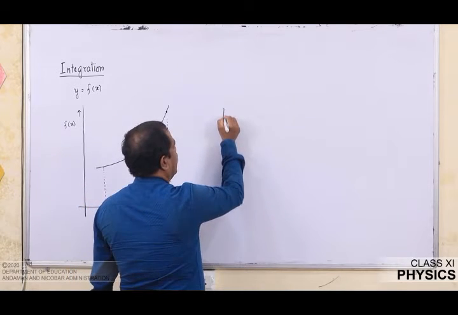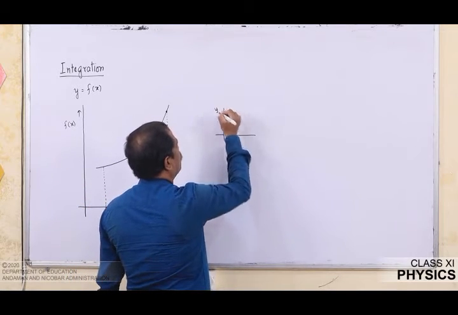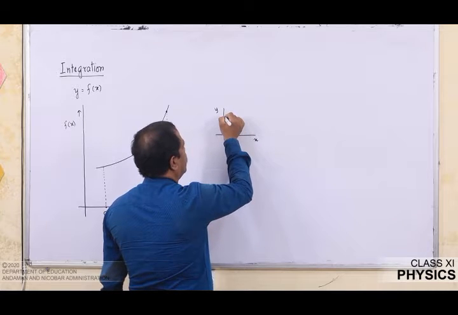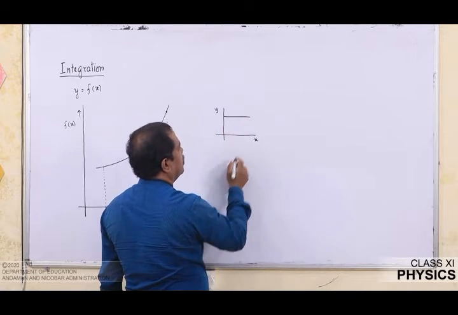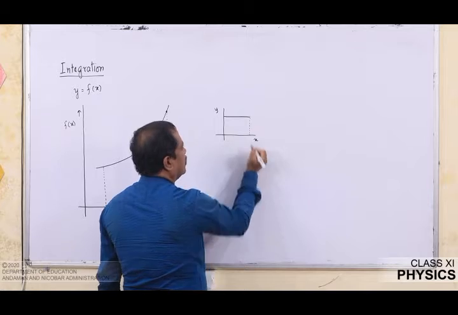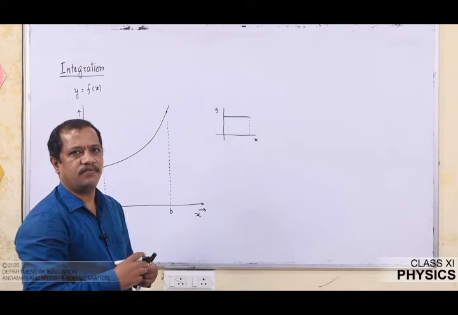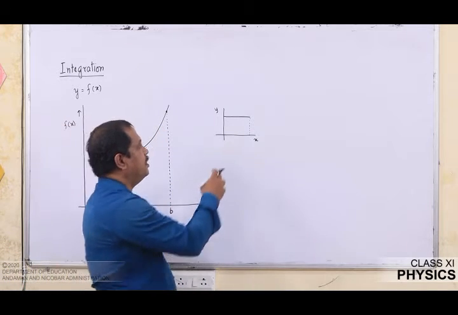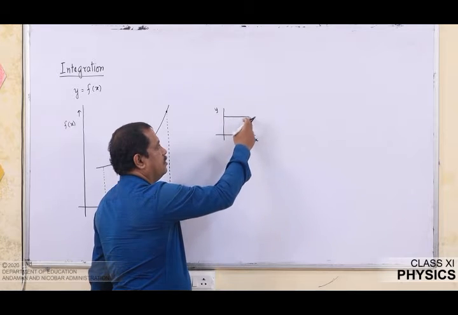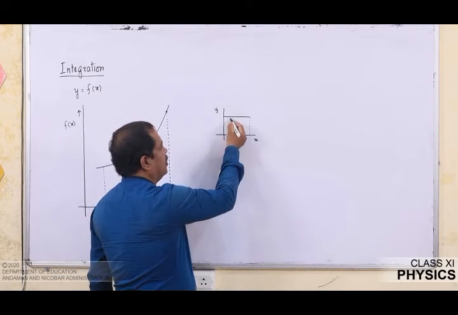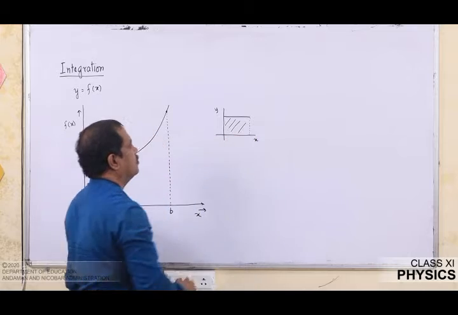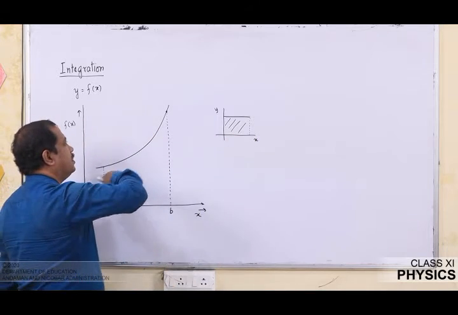See, if I had the graph like this, say y, x, and if I had a straight line, then straight away I could have used the formula for calculating the area of a rectangle, length into breadth, and I will get the total area. But the problem is, here this is not a straight line, this is a curve.